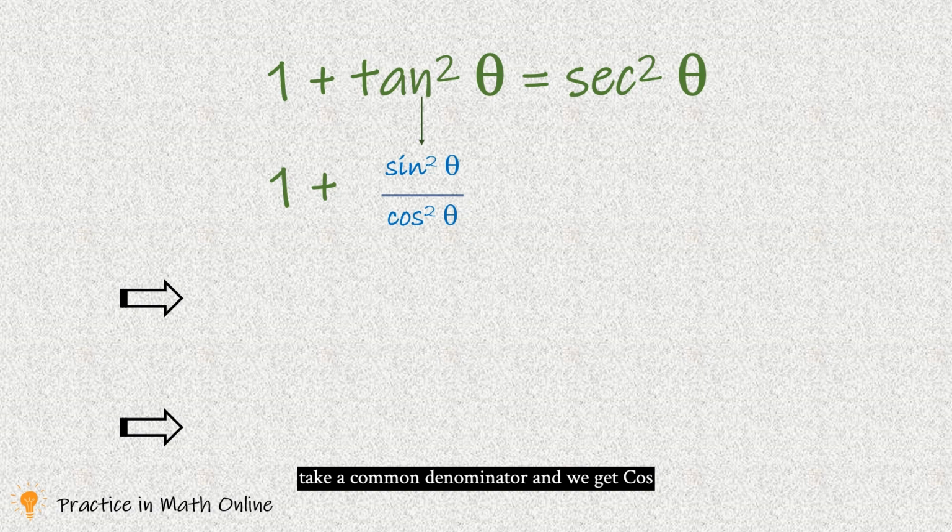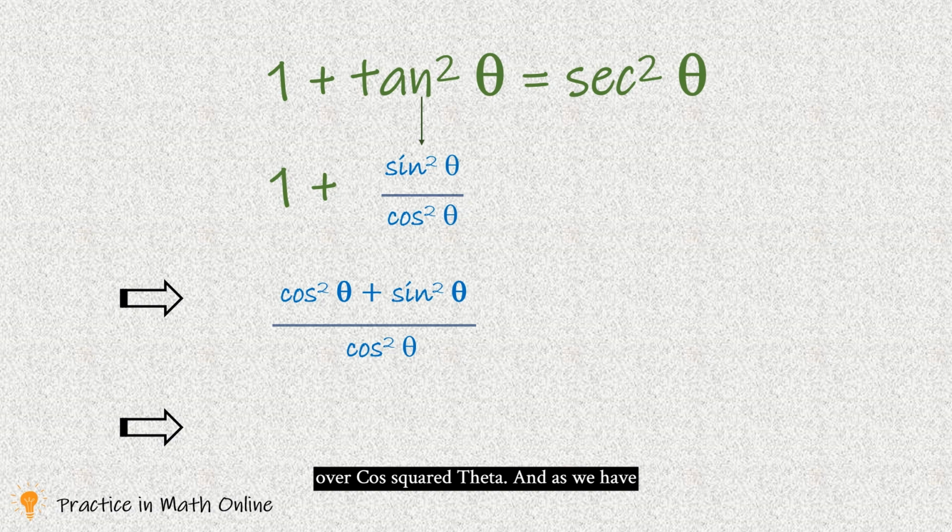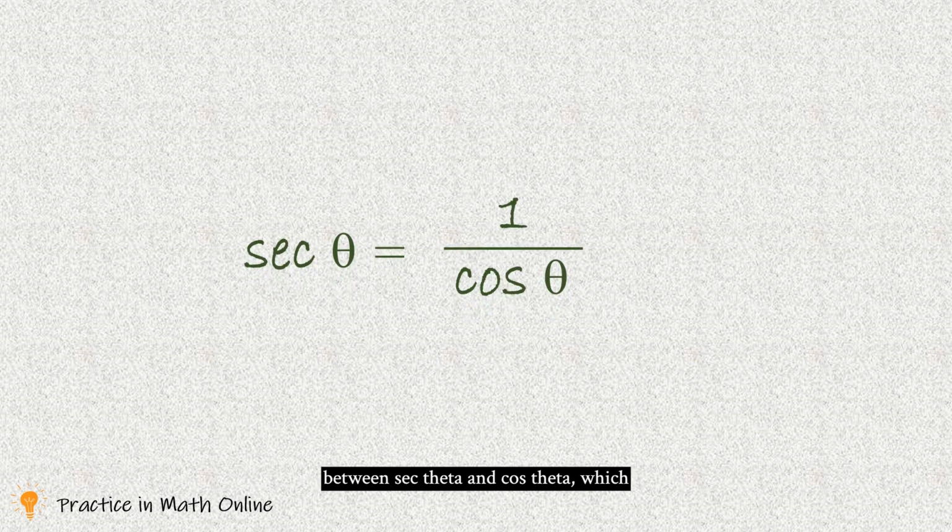We take a common denominator and we get cos square theta plus sine square theta over cos square theta. And as we have seen in the previous case, sine square theta plus cos square theta is 1. So we get 1 over cos square theta. Now we know the relationship that holds between sec theta and cos theta, which is that they are reciprocal of each other.